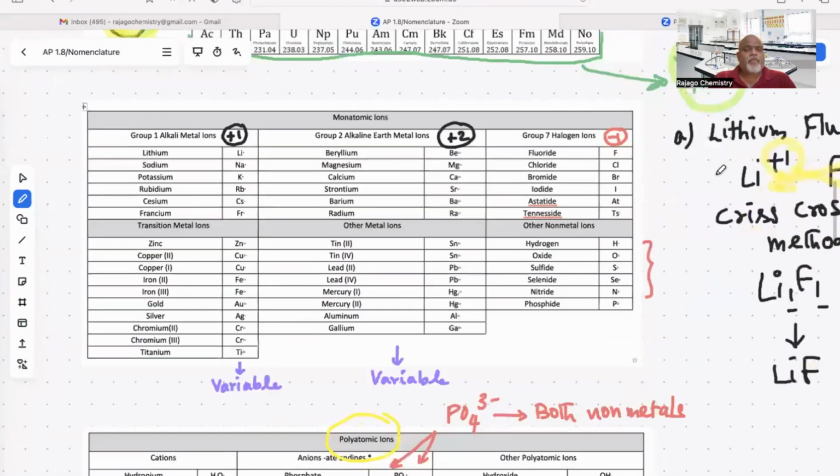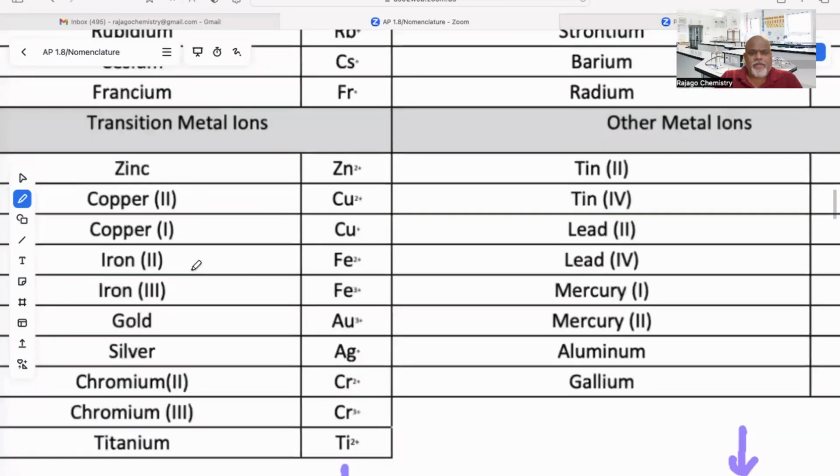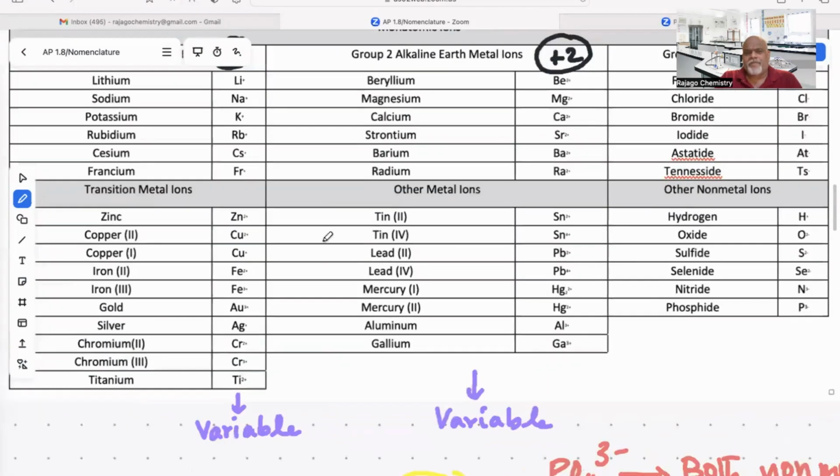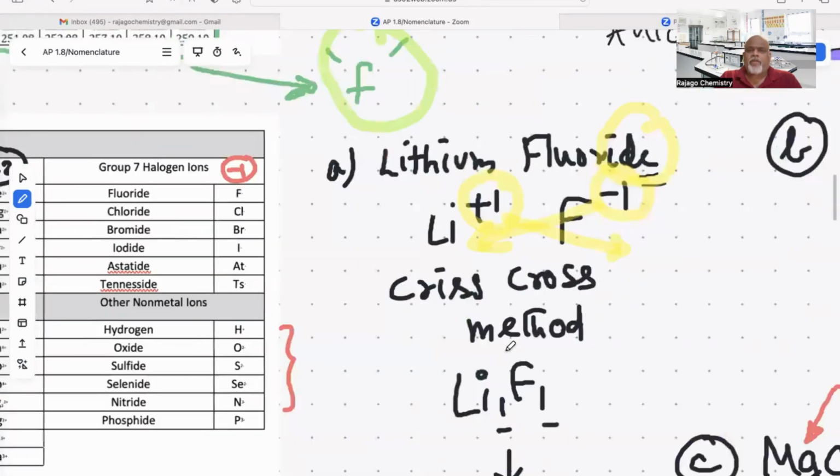So if you look at the monoatomic ions, we see that the group 1 metal ions, all of them have the charge of +1, and group 2 has +2, and group 7 has -1. And you have variable oxidation states. Like copper sometimes has a 2+ charge and also +1 charge. Iron has Fe2+ and also Fe3+. So they have variable oxidation states. So now, how to name compounds?